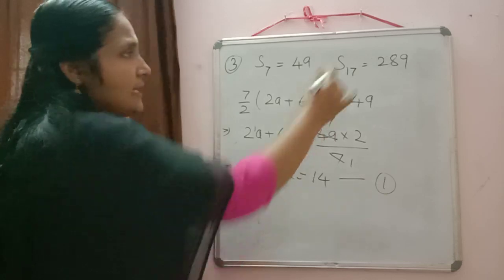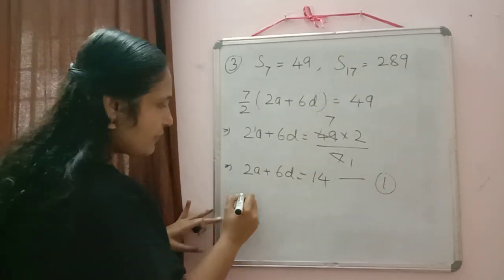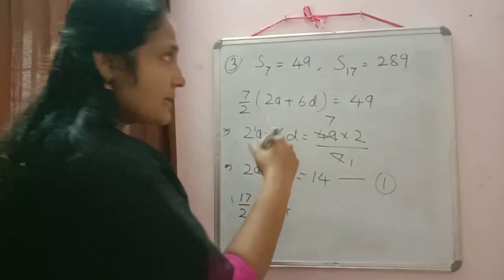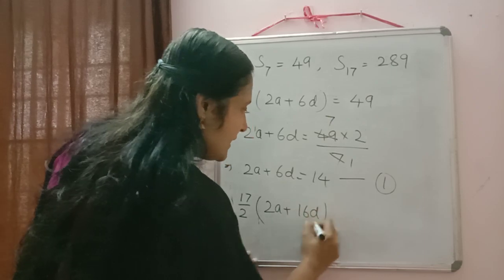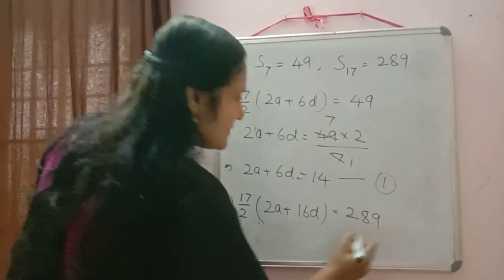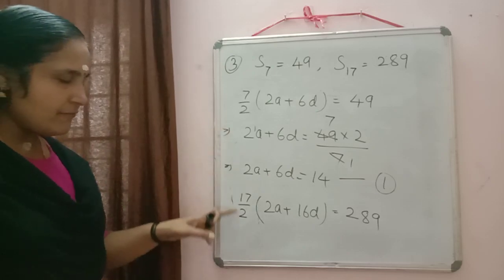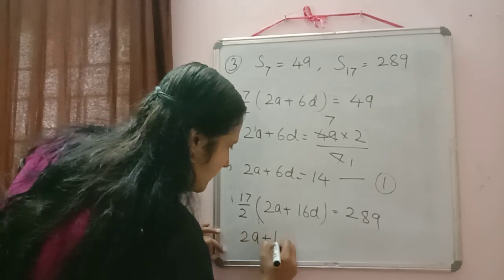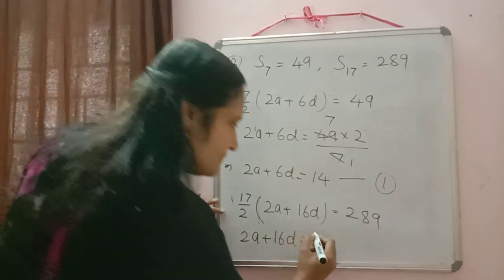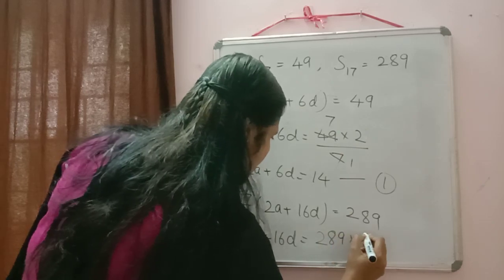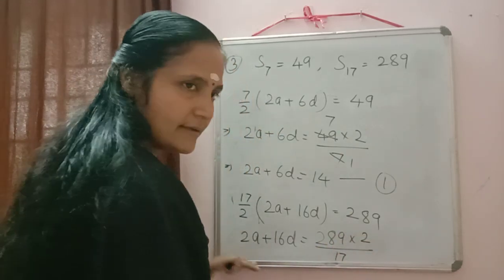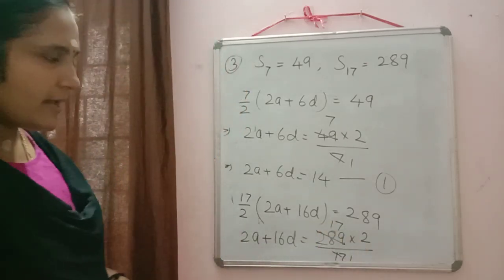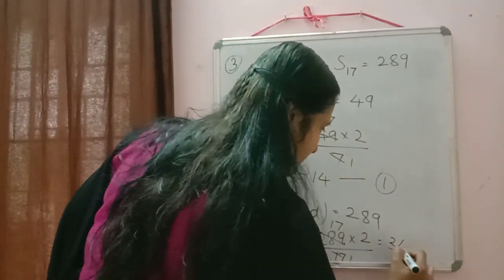Now next, S17 is given 289. So according to the formula, what will come? 17 by 2 into 2a plus 17 minus 1, 16d is equal to 289 is given. So as we did in this one, in the same way, 17 by 2 we will shift to right hand side. So it will be equal to 2a plus 16d is equal to 289 into 2 by 17. So here we can cancel it by 17. 17 into 17 is 289.